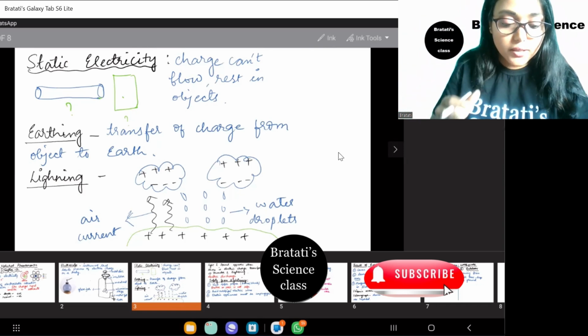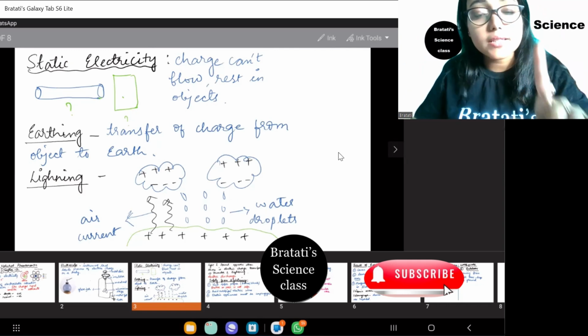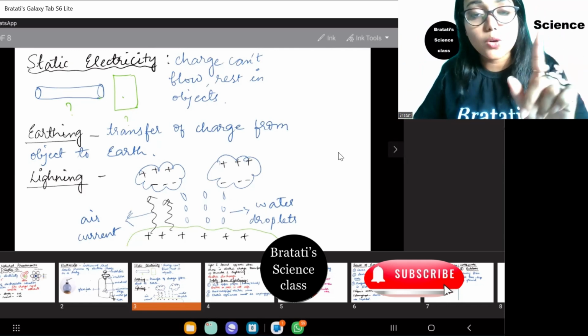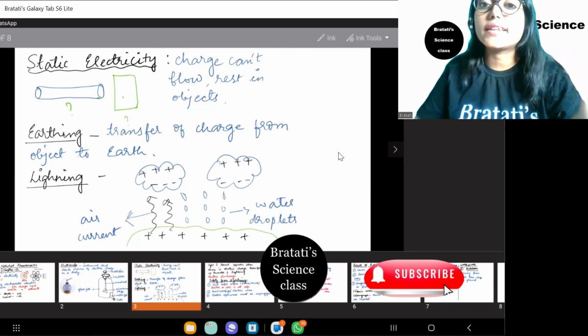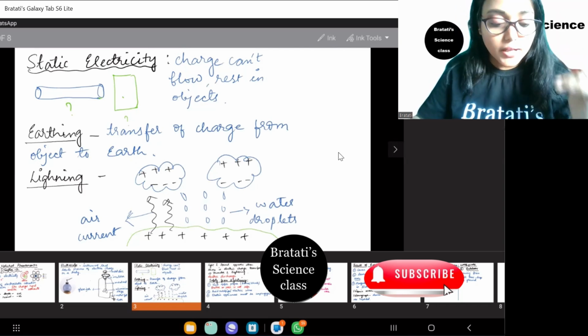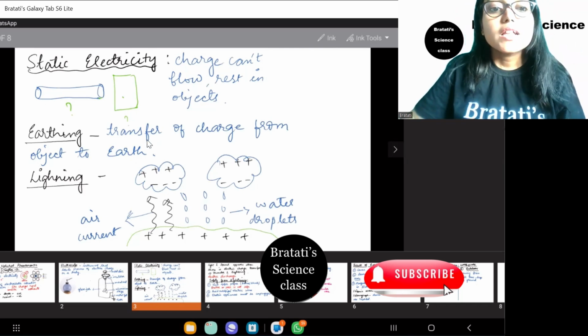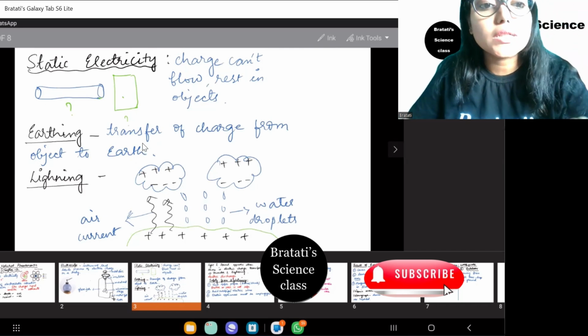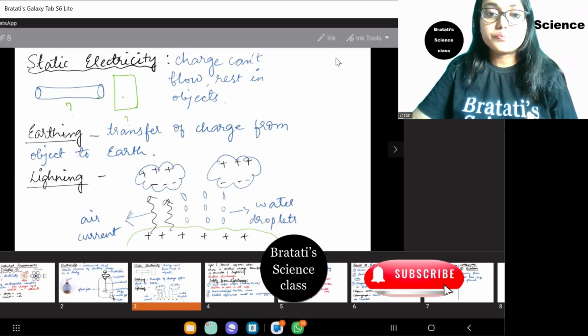Okay, so with the electroscope we have seen that this is the device by which any object, whether it's charged or not, can be detected. Now coming to grounding, or we call it earthing. You can see the transfer of the charge from an object to the earth. So what is happening basically?